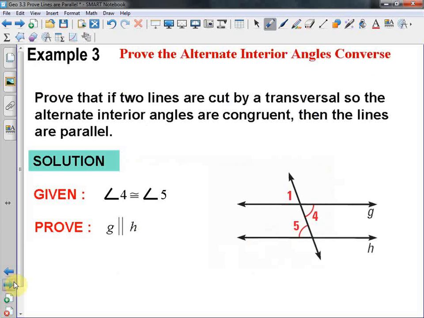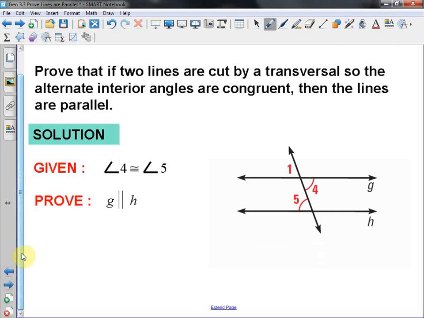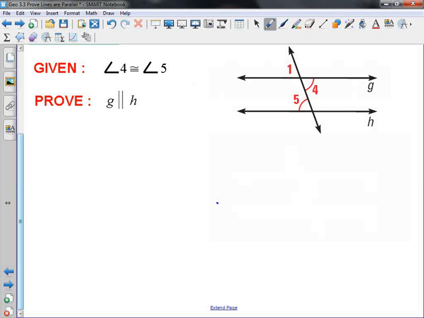All right. Here we have a proof. So we have two lines that are cut by a transversal, so the alternate interior angles are congruent. All right? Then the lines are parallel, right? So we want to give a proof here to prove that G is parallel to H. All right? So let me get a little bit of space here.